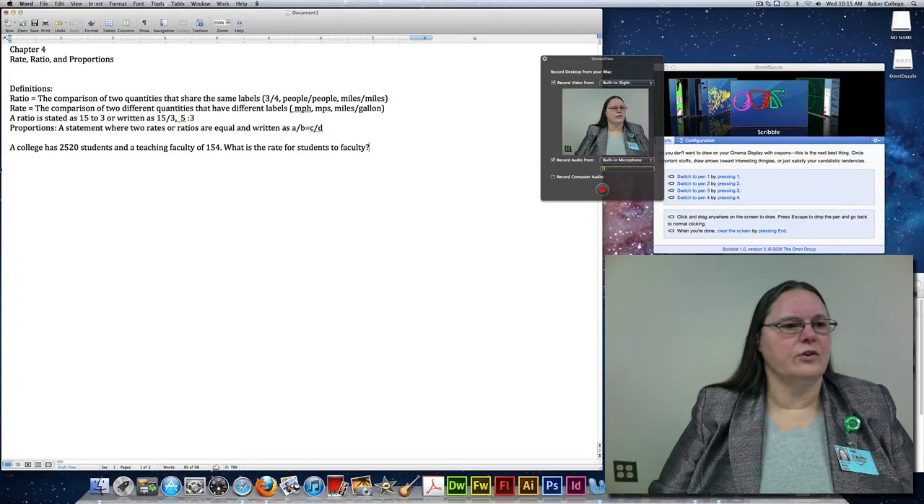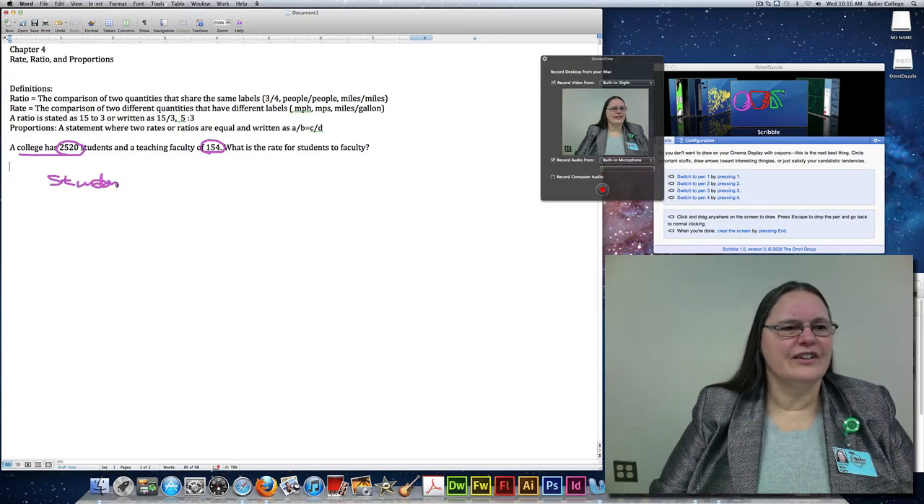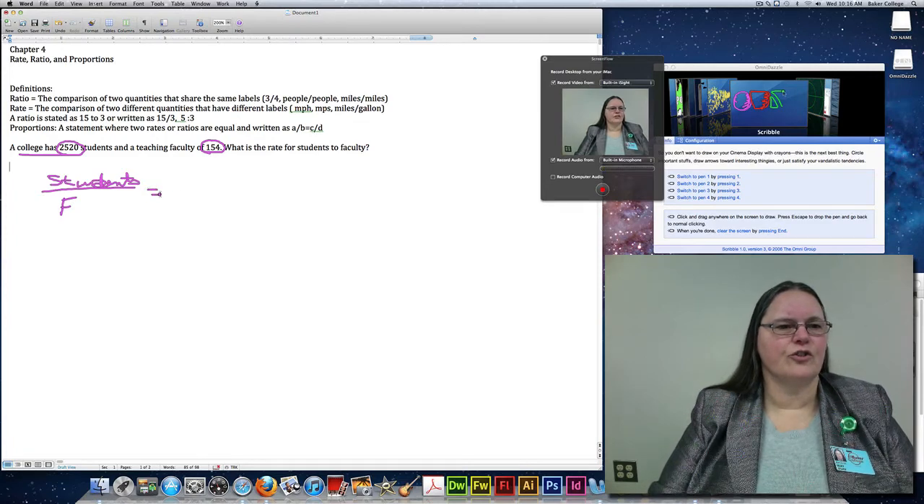So here, let's start using some of it so that we can figure out what to do. The first thing we're going to do is look at this first story problem right here. A college has 2,520 students and a teaching faculty of 154. What is the rate of students to faculty? Well, if you remember, it tells you how to set it up. Students compared to faculty, and I'm just going to put an F there as a shortcut.